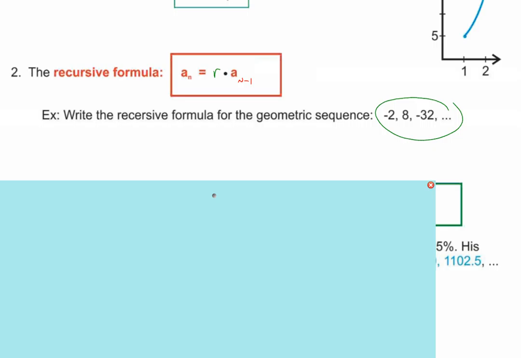All right, so hopefully you thought that was too menial and below your height of intelligence, because R is obviously negative 4, and then it's times A sub n minus 1, right? And that's it, and then you're going to find the next term. By the way, notice in this sequence we alternate between positive and negative.